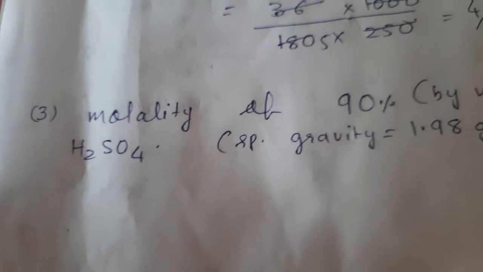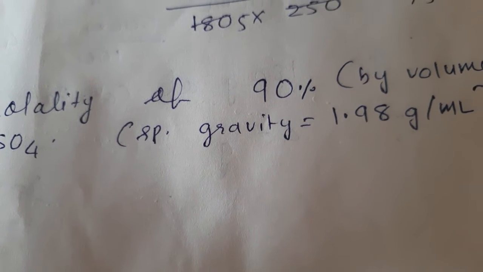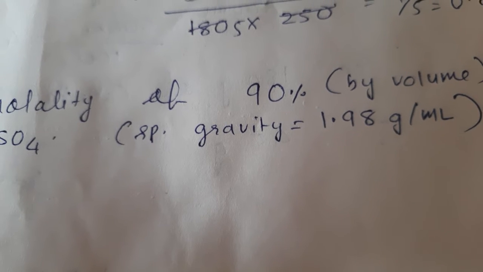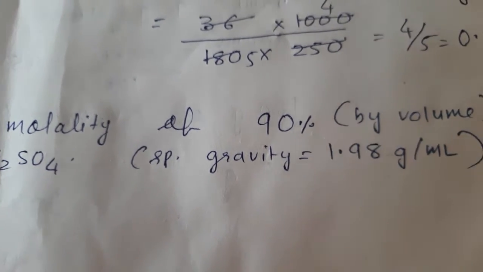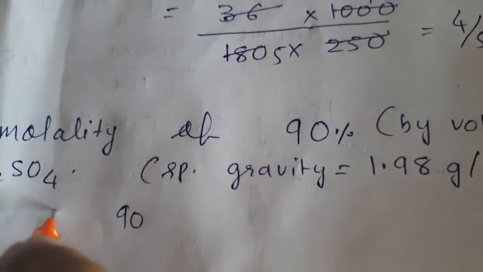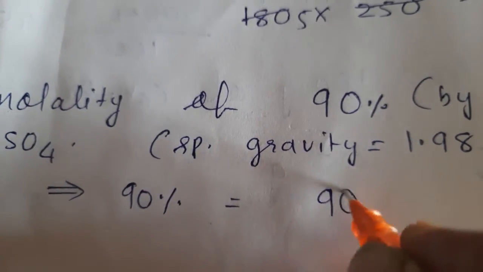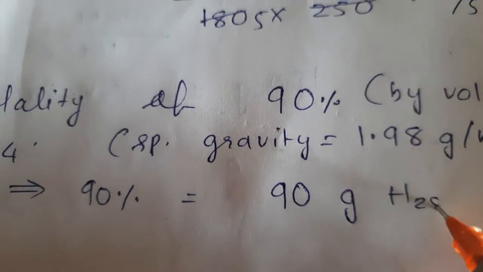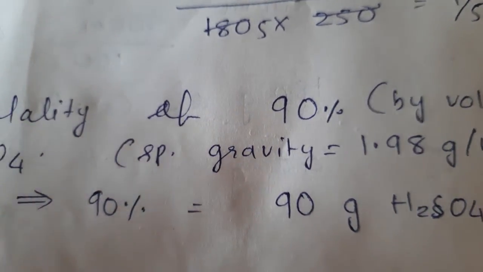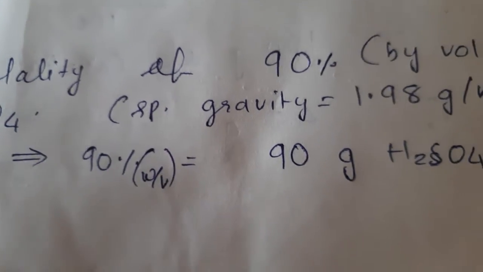Molality of 90% by volume H2SO4. It is not 90%, child, it is 90 gram. What does 90% mean? 90 gram, because the solution is 90% W by V. So we will write here 90% is equal to 90 gram H2SO4. How is the 90%? W by V. So 90 gram H2SO4.